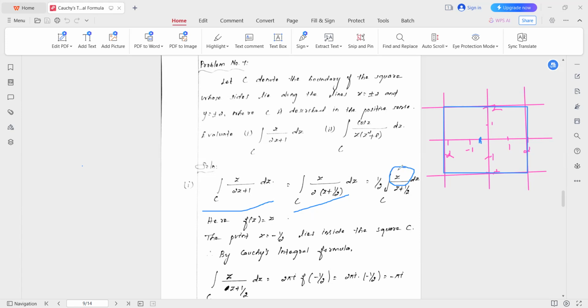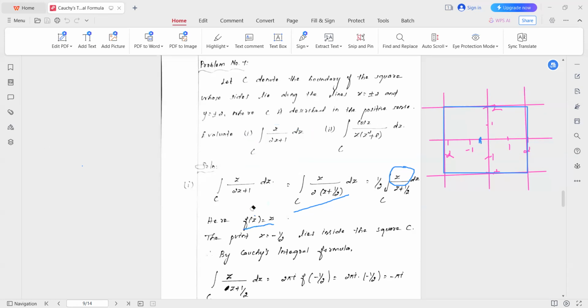Therefore, by Cauchy's integral formula, the integral is equal to 2 pi i into f of minus 1 by 2. What is f of z? f of z equals z, the identity mapping. So minus 1 by 2 goes to minus 1 by 2. So it is equal to 2 pi i into minus 1 by 2, which is equal to minus pi i. So the integral value of this is equal to minus pi i.